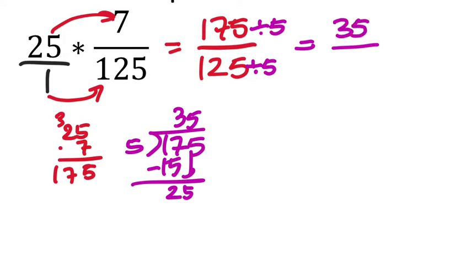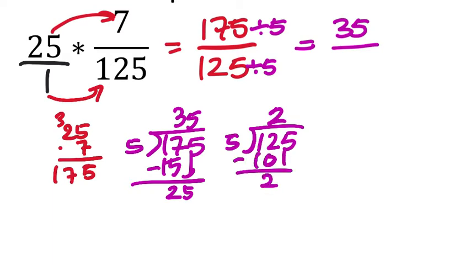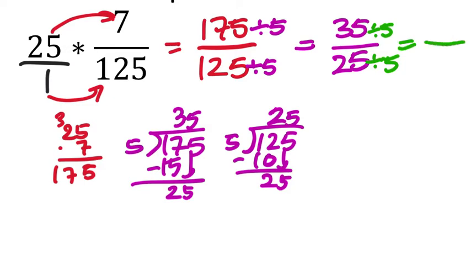My new denominator, 125 divided by 5. So 5 goes into 12 2 times. 2 times 5 is 10. 2 remaining, drop the 5. 5 goes into 25 5 times, exactly. So I got 35 over 25. But again, these numbers end in 5, which means that these are further simplifiable by 5. I shouldn't need long division anymore, hopefully. But 35 divided by 5 in the numerator is 7. 25 divided by 5 in the denominator is 5.